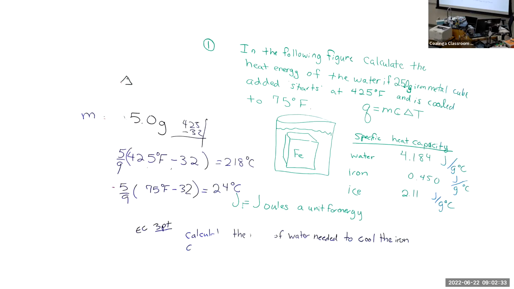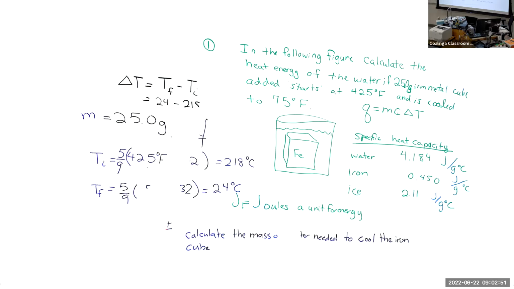My delta T is final minus my initial. Okay, you guys, you with me? Yeah, can you give us more time? I'm not gonna give you more time.